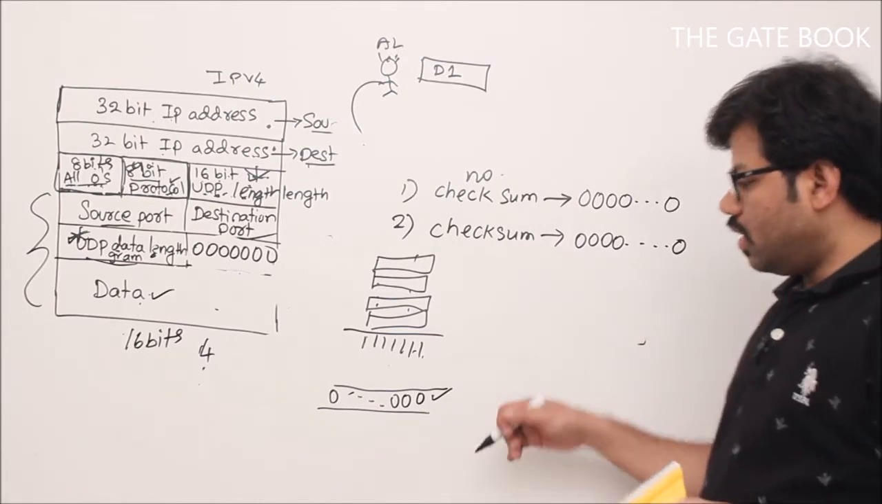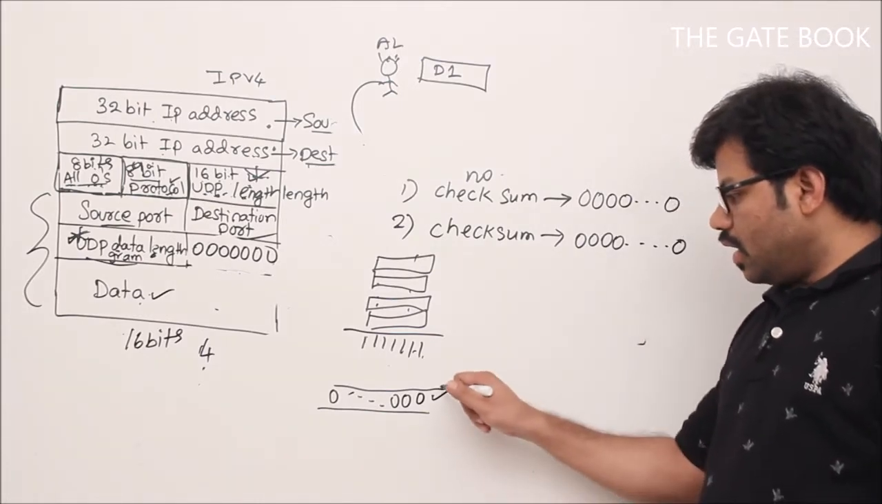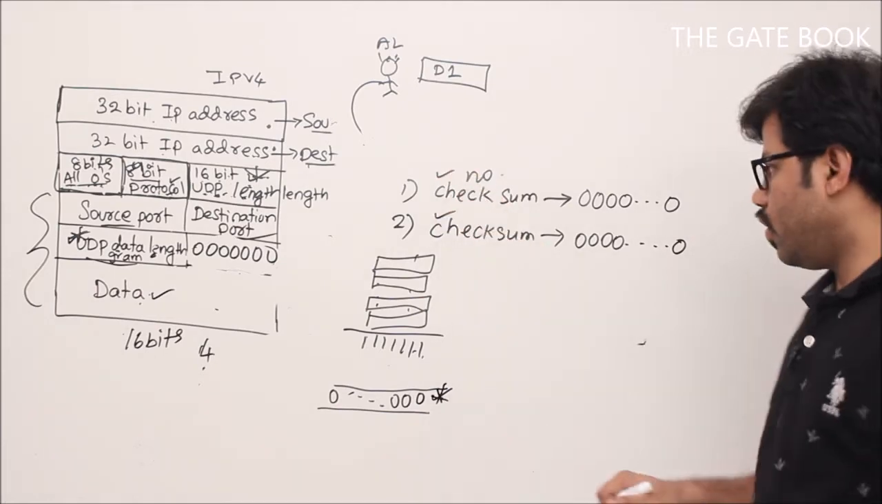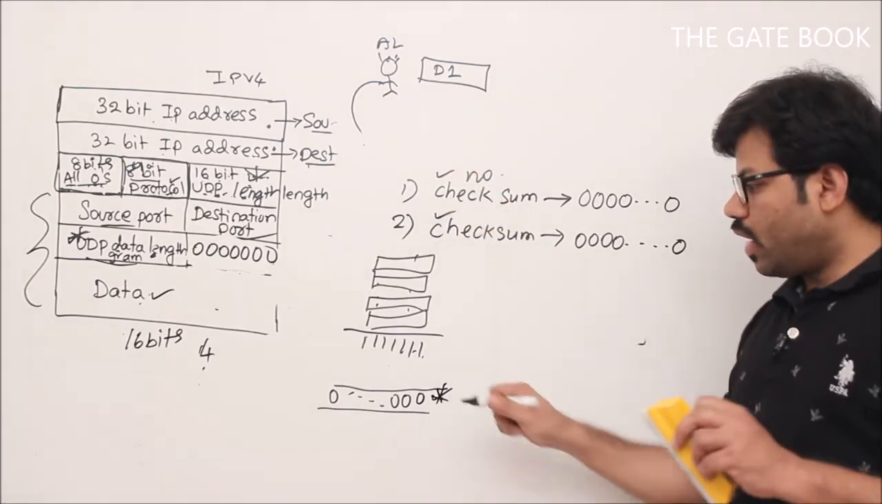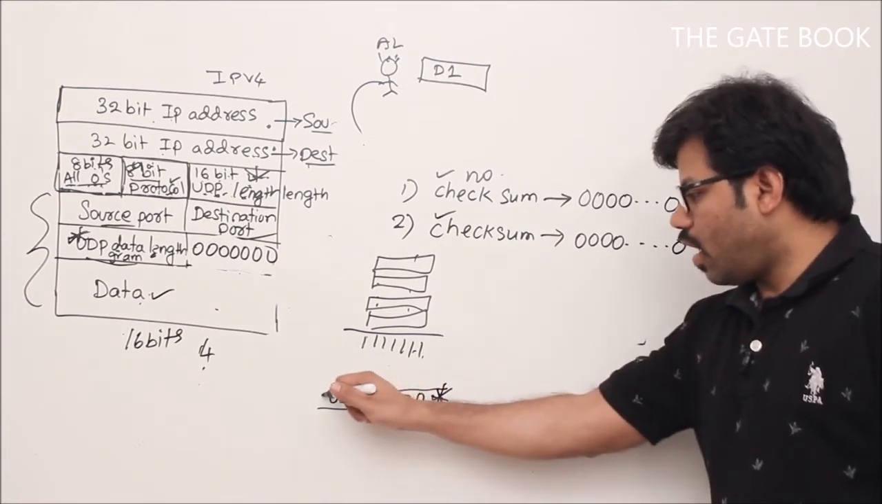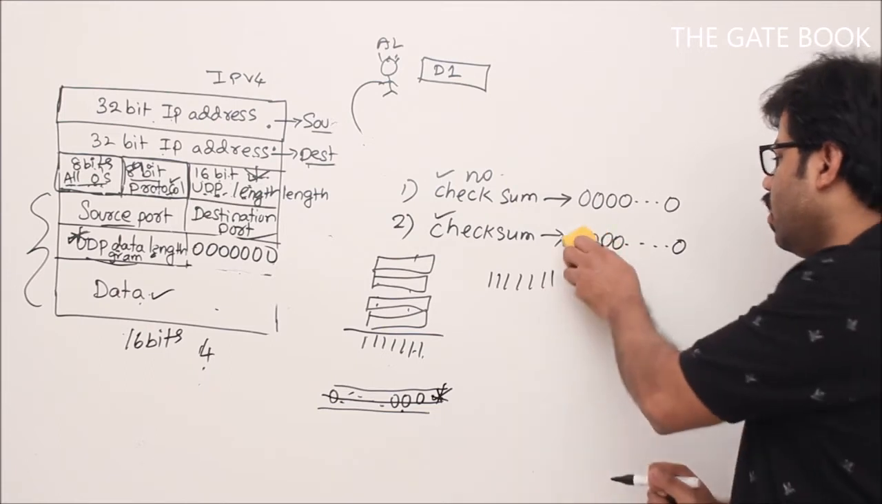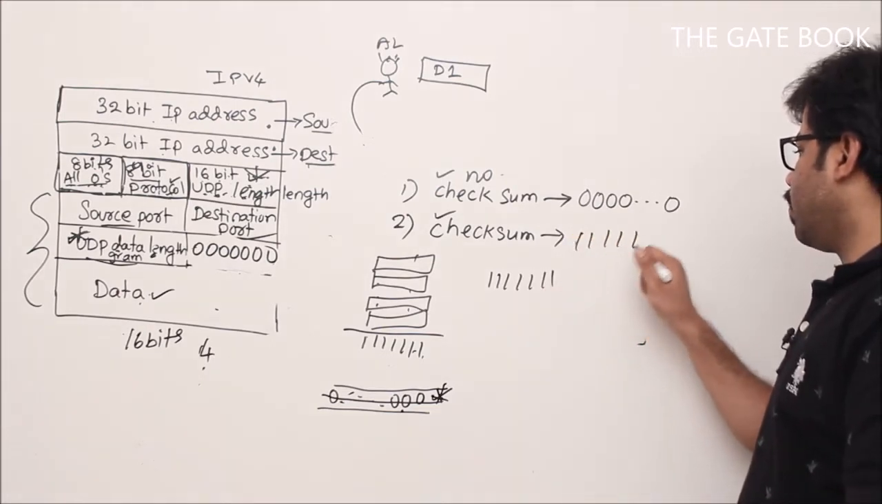Then how will UDP at the receiver understand whether it is case number 1 or case number 2? That's why, you remember, when you calculate the checksum, if all bits are zeros, then simply make them all ones. That's it. Now this case will become all ones.